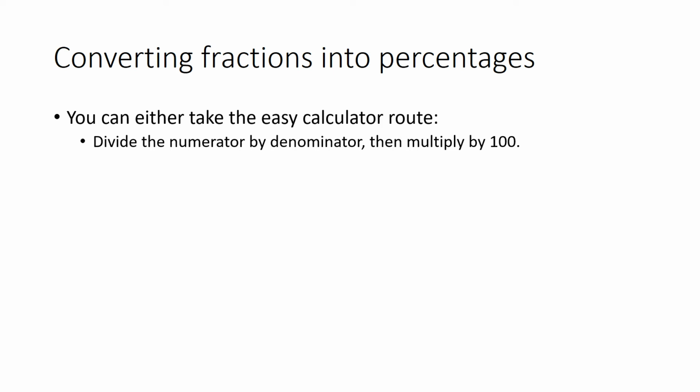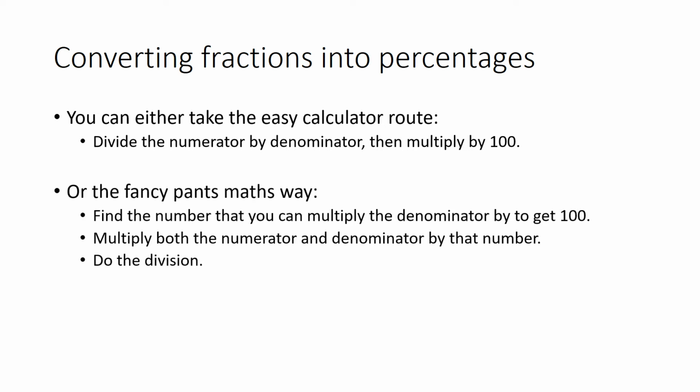If you want to convert fractions into percentages, you can simply divide the numerator by the denominator and then multiply by 100. But there is a fancier way. You can find the number that you multiply the denominator by to get 100, and then multiply both of the numbers on either side of the fraction by that number. So you will get 100 on one side. Once you've got that, you then do the division. If that seems long-winded, then just stick with the calculator route. It gives you the exact same thing.